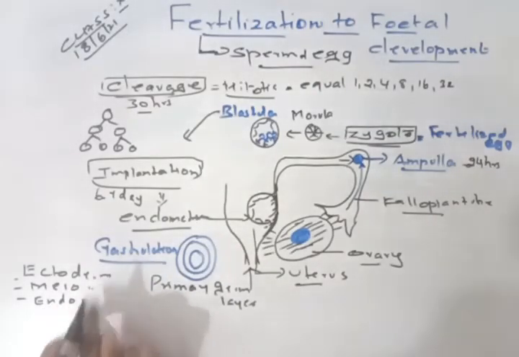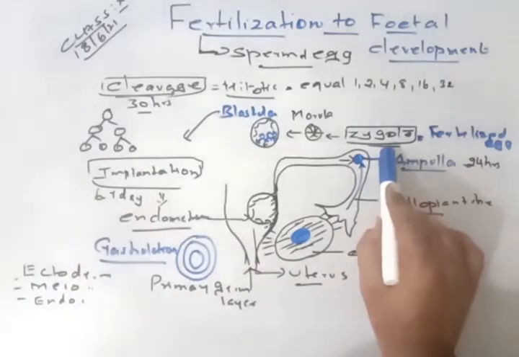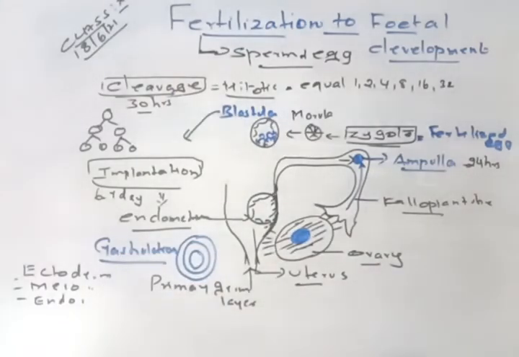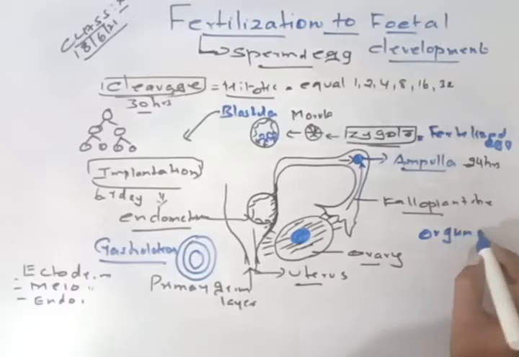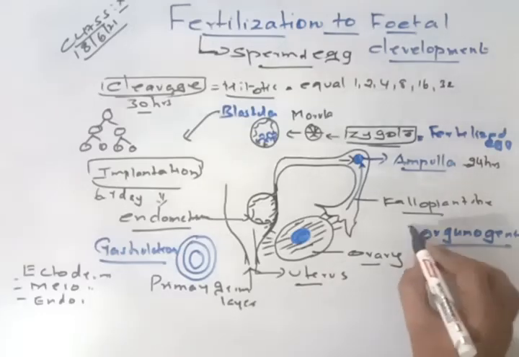So three layers. Each layer will give rise to some organs. So this entire process is called gastrulation. We studied fertilization, cleavage, implantation, gastrulation. After this step, we will go for organogenesis. Organogenesis means formation of organs. Each layer will give rise to certain organs. During organogenesis, the various organs of the fetus are established from these germ layers.